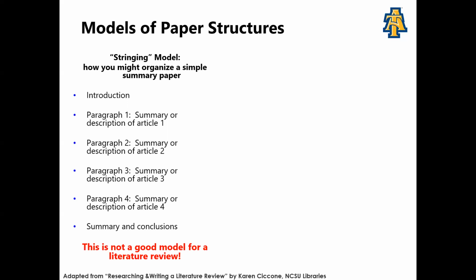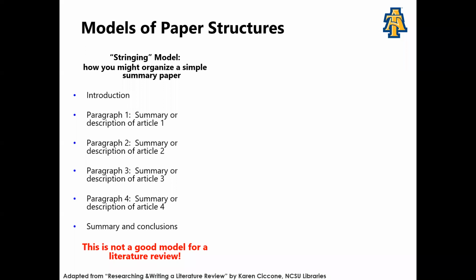Stringing model: you have your introduction, and then paragraph 1 is a summary of article 1, summary of article 2, summary of article 3, and it just ends up being a list. And this is not a good model to use. You try to avoid it. It takes effort to avoid doing this type of thing, and following this model might be a good idea as a first draft.